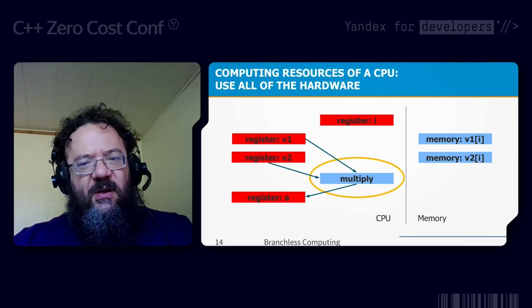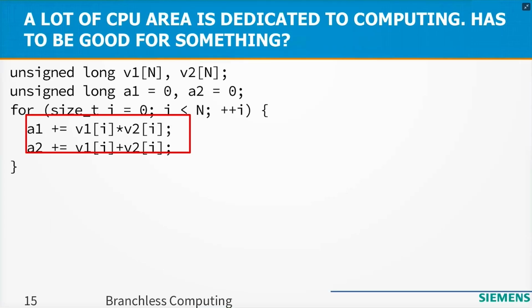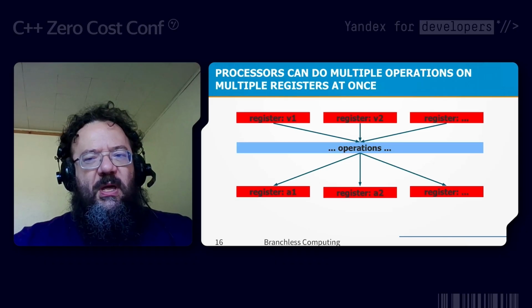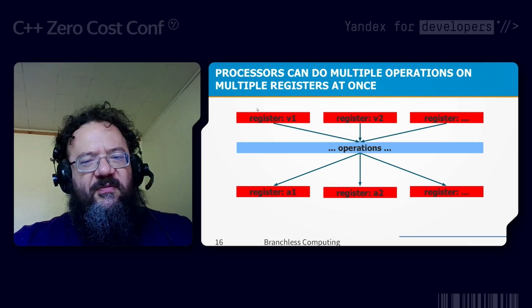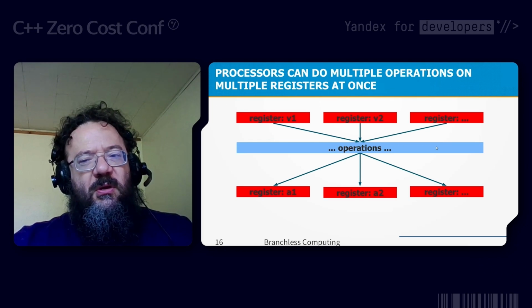So I told you to use all of the hardware if you want to get good performance. So what's all of the hardware? Well, it turns out that any modern CPU has a lot of compute resources. In particular, it can do multiple operations at the same time because it just physically has multiple computational units. And those are just integer units. It also has floating point units. It has vector units. It has a lot of stuff. So the more complete picture looks like this. We have some data in registers. We can do multiple operations in one cycle, and we get new data still in registers.